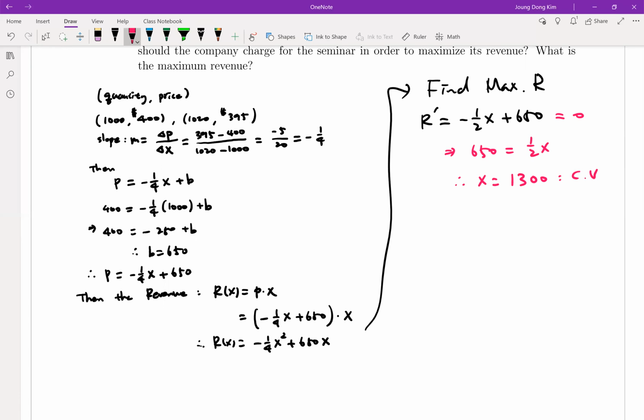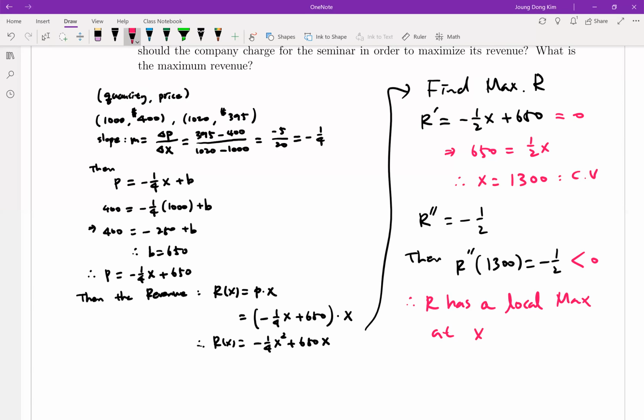For this case, since R prime is just a polynomial, we would love to use the second derivative test. R double prime is just negative 1/2. Then R double prime of your critical value is equal to negative 1/2 no matter what, because that is a constant, and it is negative. That means R has a local maximum at x equal to 1,300. And that is also an absolute maximum, it's obvious.